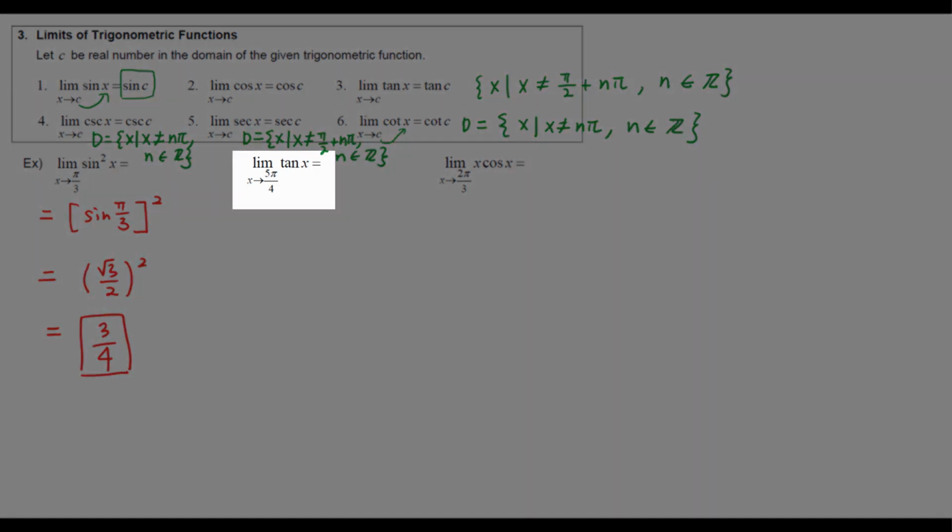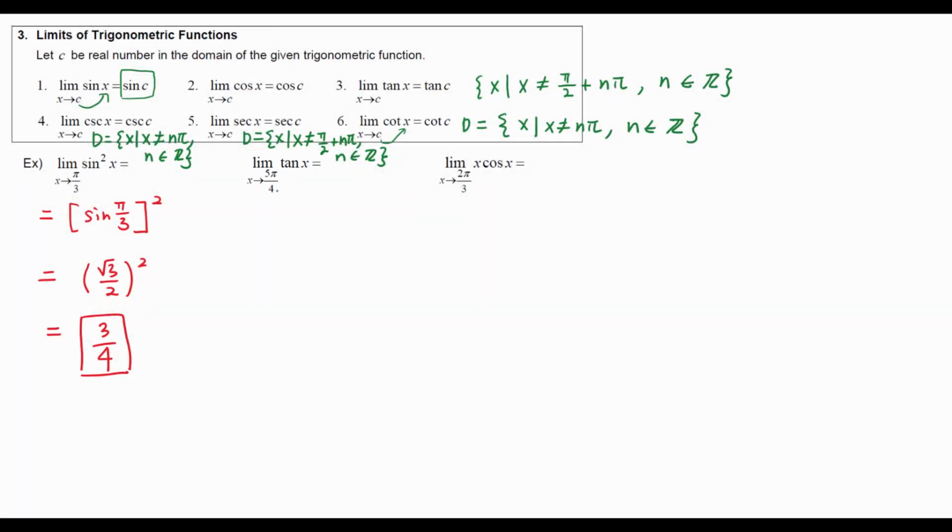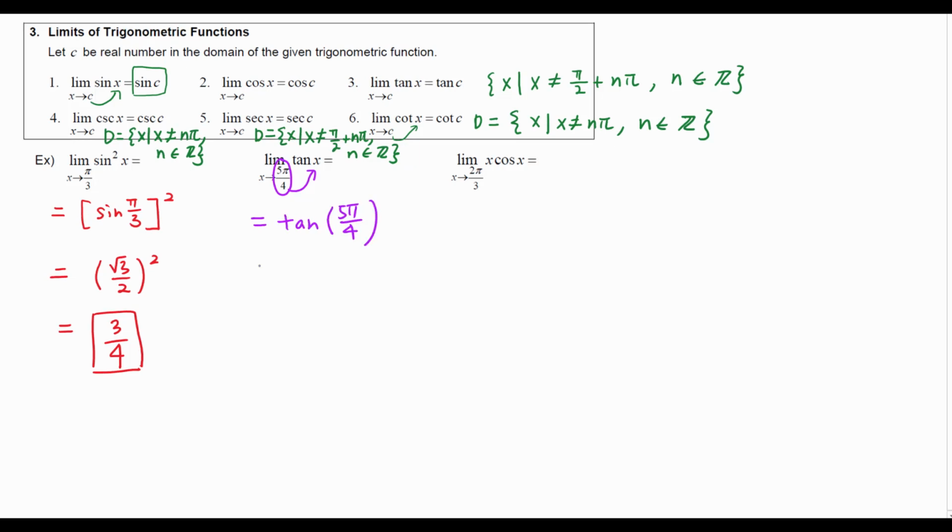What is the limit of tangent x as x approaches 5 pi over 4? Is 5 pi over 4 in the domain of tangent x? Yes, it is. So I can just plug 5 pi over 4 in for x, and my limit value will be equal to tangent of 5 pi over 4, and tangent of 5 pi over 4 is equal to 1.